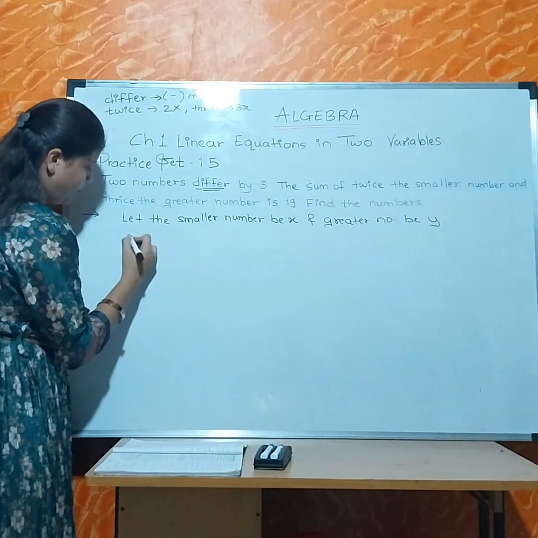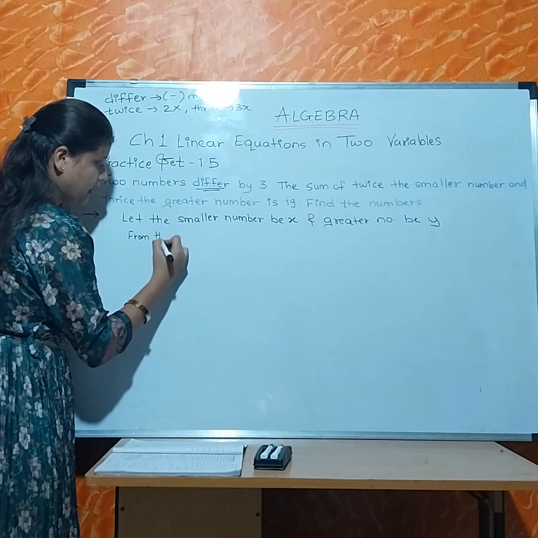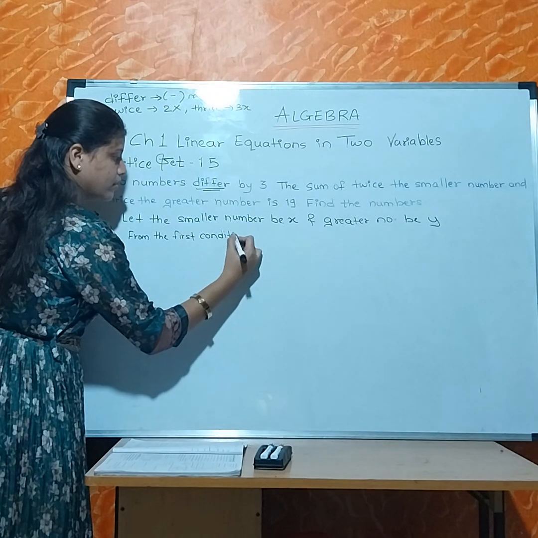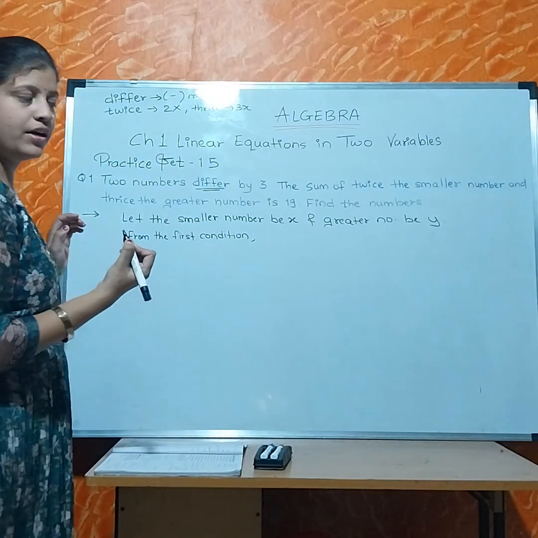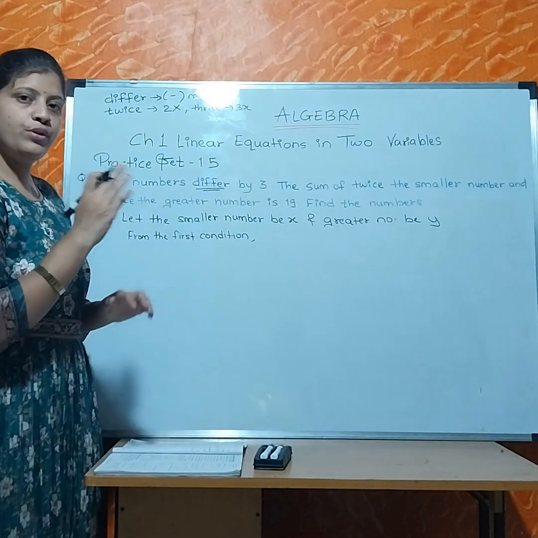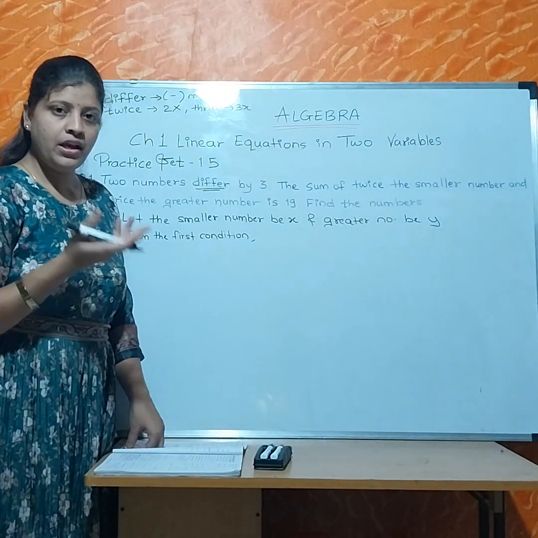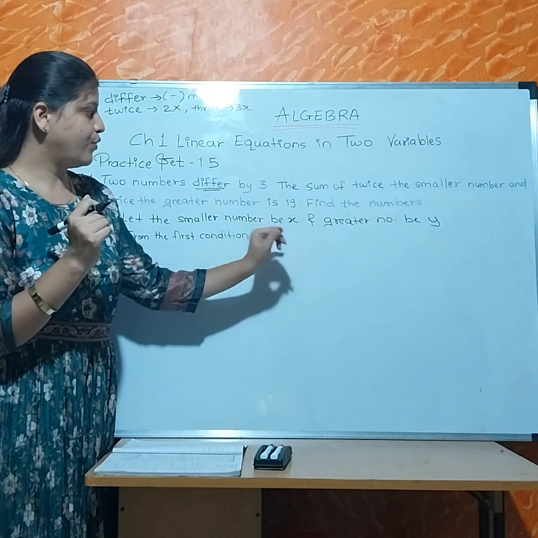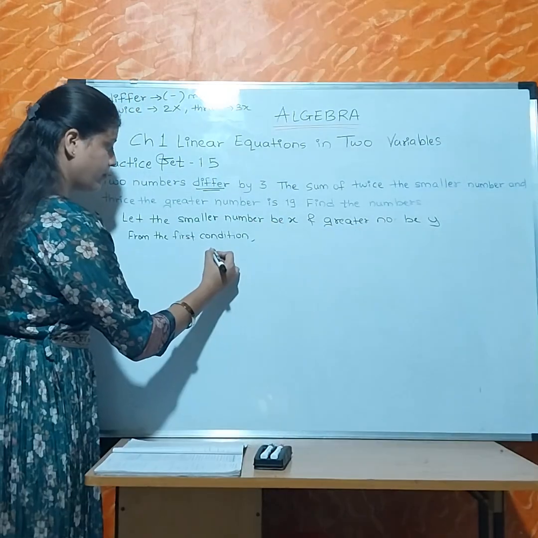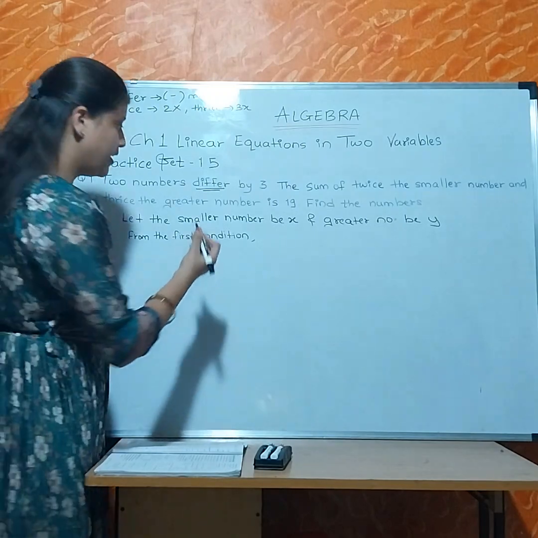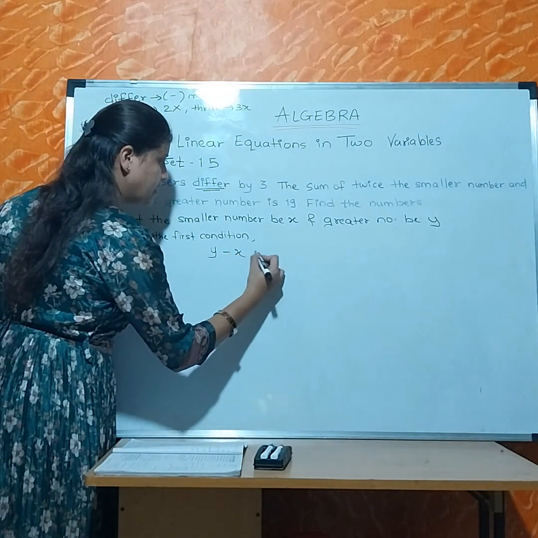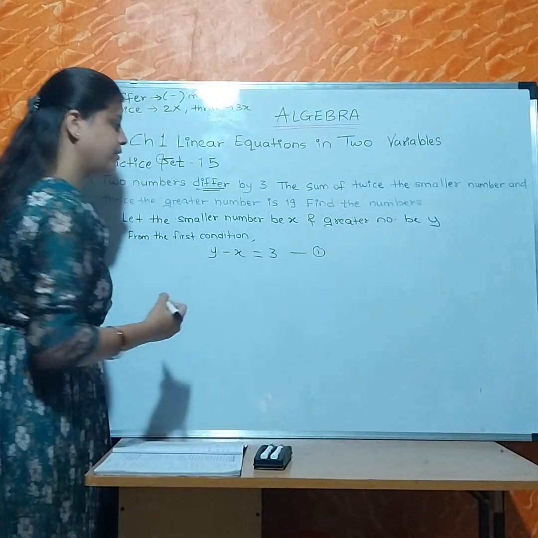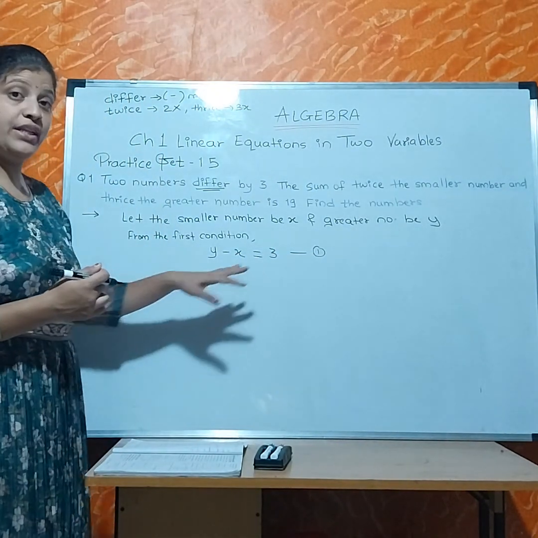So we will write here, from the first condition. What is our first condition? We have to find the difference between two numbers. But we know that we subtract the smaller number from the greater number. So what is the greater number here? y. And what is the smaller number here? x. So y minus x is equal to what number is given here? 3. This is our equation 1. Understood? Now next, what is the second condition?